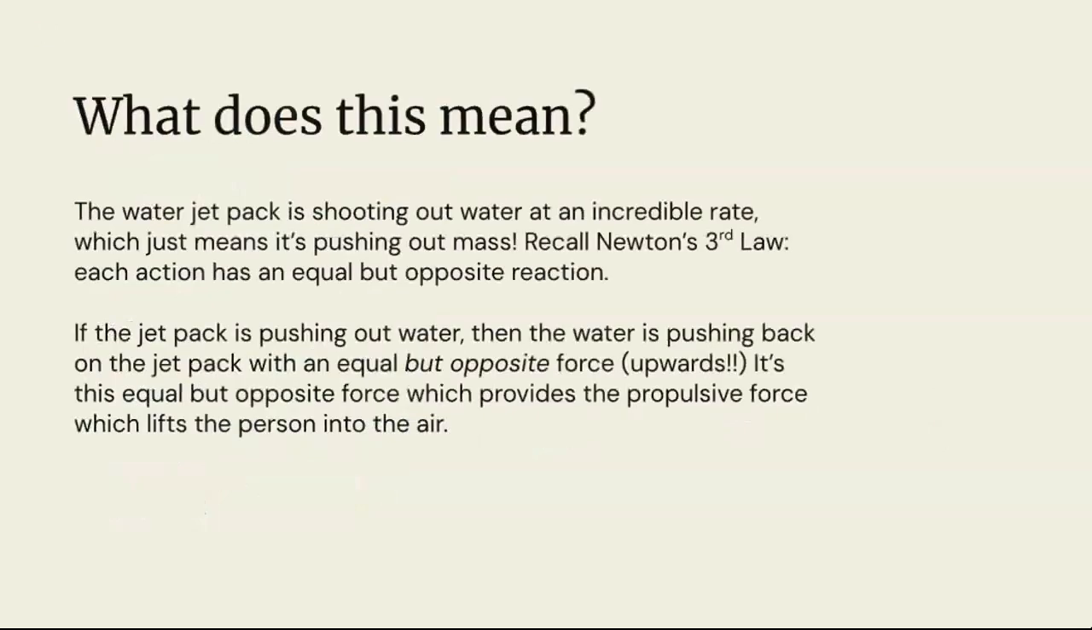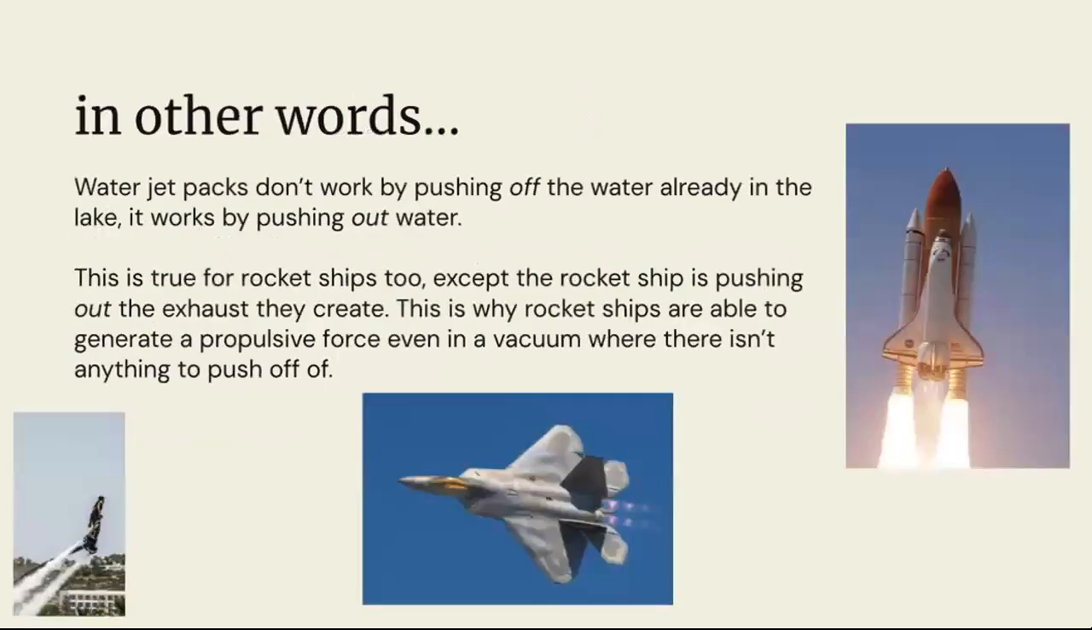What does this mean? The water jetpack is shooting out water at an incredible rate, which just means that it's pushing out mass. Recall Newton's third law. Each action has an equal but opposite reaction. If the jetpack is pushing out water, then the water is pushing back on the jetpack with an equal but opposite force, upwards. It's this equal but opposite force which provides the propulsive force which lifts the person into the air. In other words, water jetpacks don't work by pushing off the water already in the lake, it works by pushing out the water. This is true for rocket ships too, except the rocket is pushing out the exhaust they create. This is why rocket ships are able to generate a propulsive force even in a vacuum where there isn't anything to push off of.